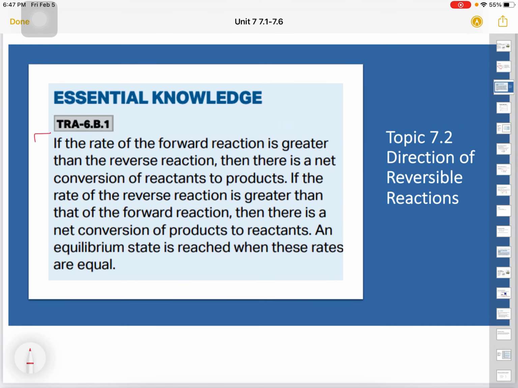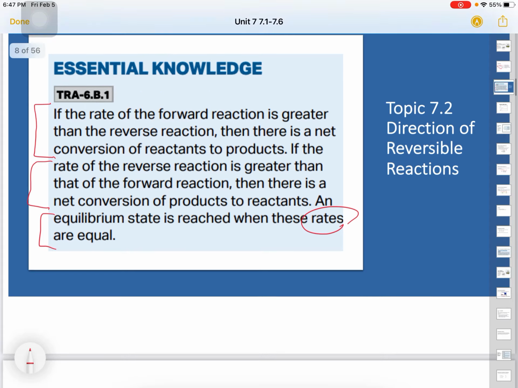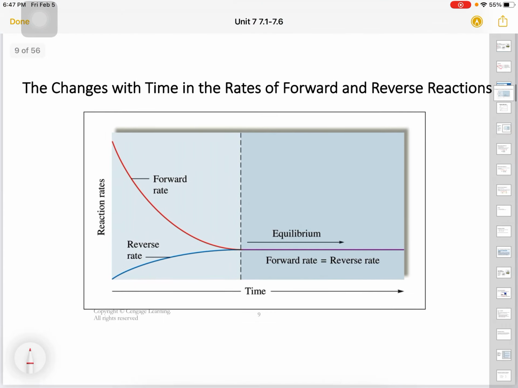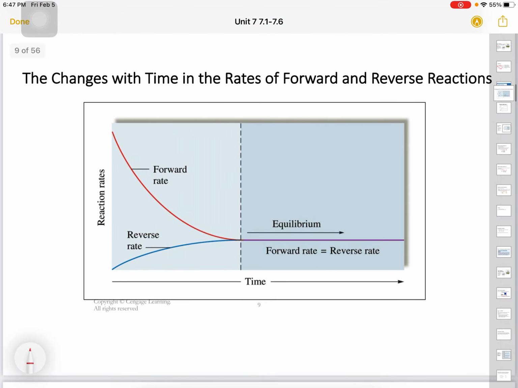If the rate of the forward reaction is greater than the reverse reaction, then you're going to overall be converting reactants to products. If the rate of the reverse reaction is greater than the forward reaction, then there's a net conversion of products to reactants. At equilibrium, that's when your rates are equal. So again, it's reinforcing that idea. And we have a graph like this again.